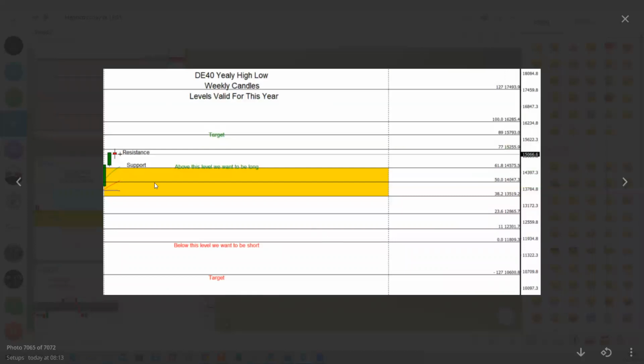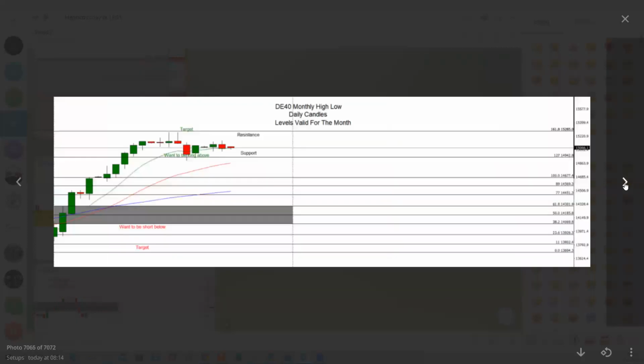On the DAX, yearly high-low, currently between levels of 61.8 and 77 as support resistance. If you look at moving averages, 8 is above 21, above 50. That's indicating trend is up. So we're still looking for that 89 target level.